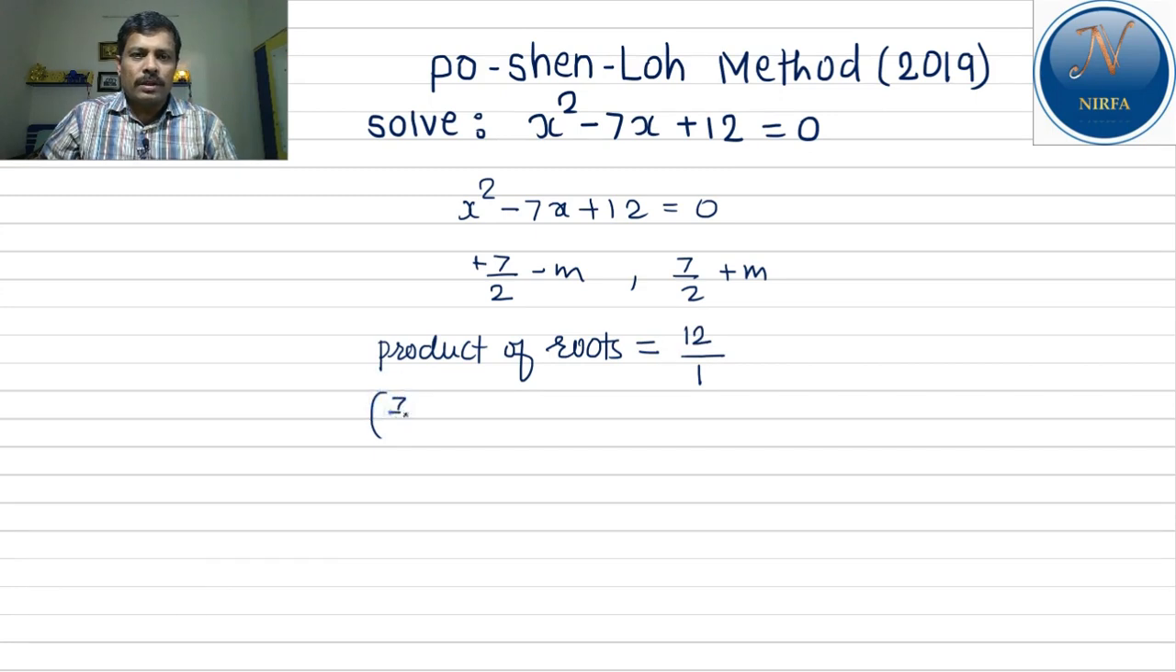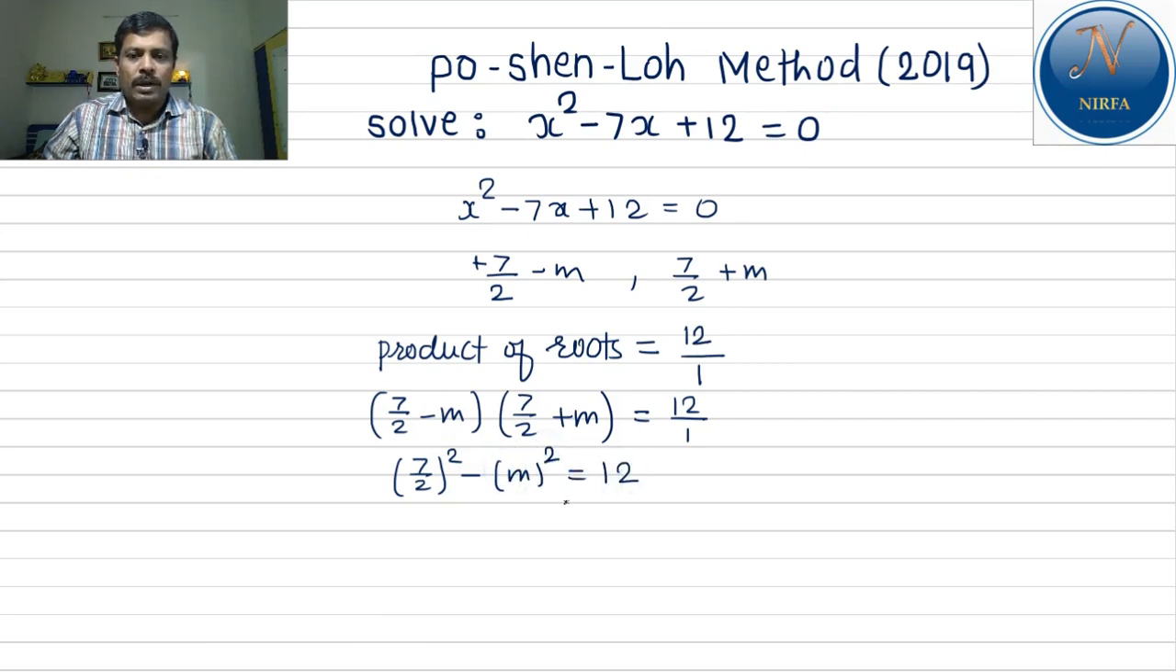So the first root is 7 by 2 minus m. Second root is 7 by 2 plus m. And their product is, according to the relation, 12. So we can use the identity (a minus b)(a plus b). According to that it will become (7 by 2) whole square minus m square is equal to 12.